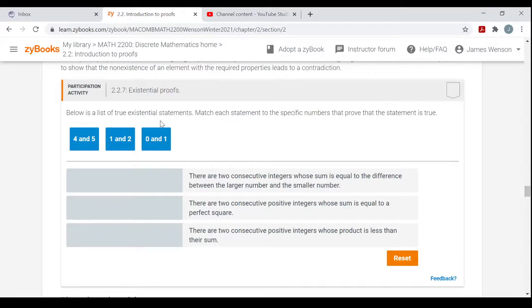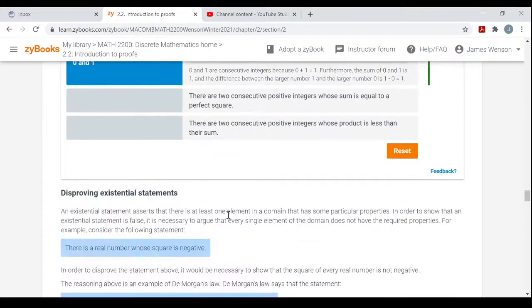So below is a list of true existential statements. Match each statement to the specific numbers that prove that the statement is true, to the example. There are two consecutive integers whose sum is equal to the difference between the larger number and the smaller number. So, 4 plus 5 is 9, 5 minus 4 is 1, no. 1 plus 2 is 3, 2 minus 1 is 1, no. 0 plus 1 is 1, 1 minus 0 is 1. This is satisfying that statement. All right, and you can work with the others.